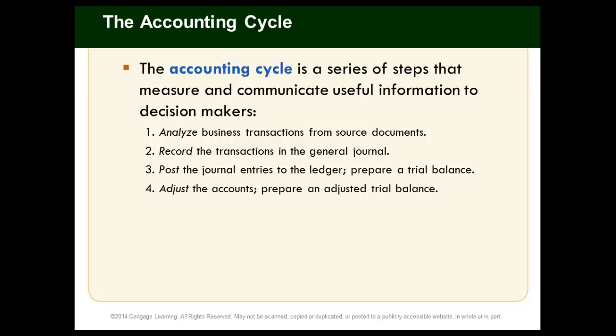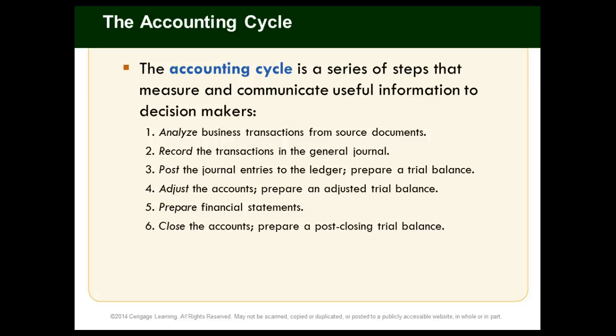And then from that trial balance, we're going to need to do some adjustments. After we do some adjustments, we're going to create what we call an adjusted trial balance. And then from that adjusted trial balance, we're going to take the accounts that go into the income statement and put those in there. Then the accounts that go into the balance sheet and put those in there.